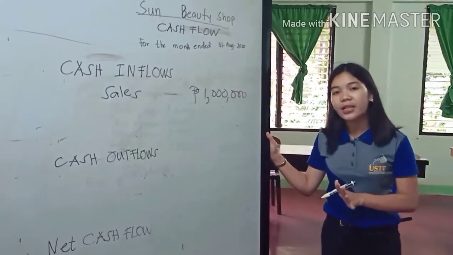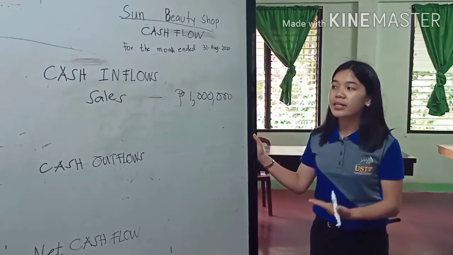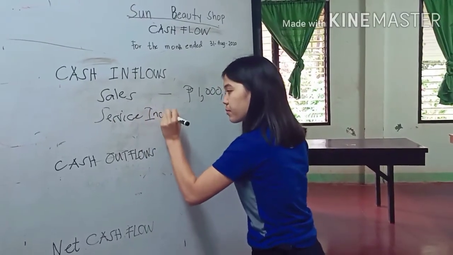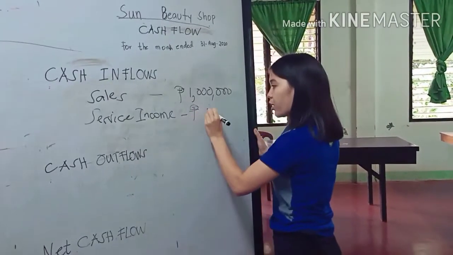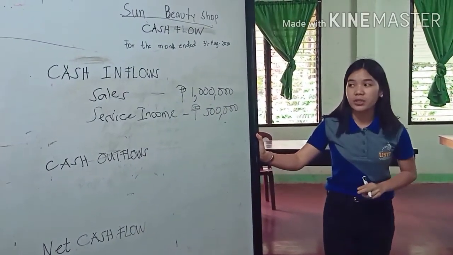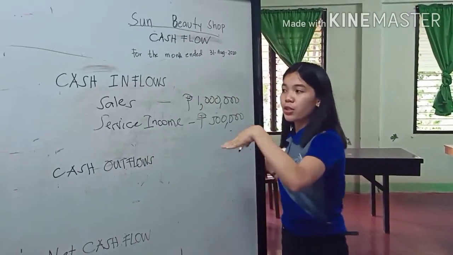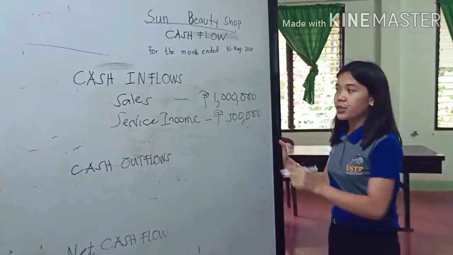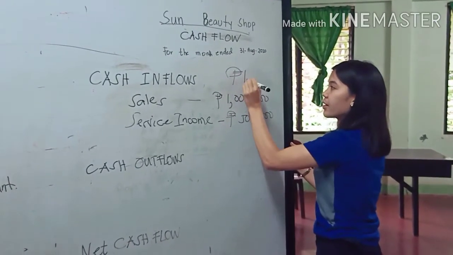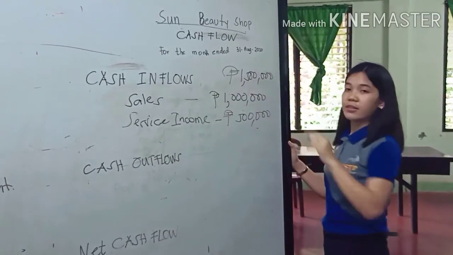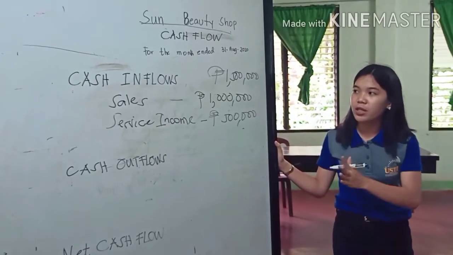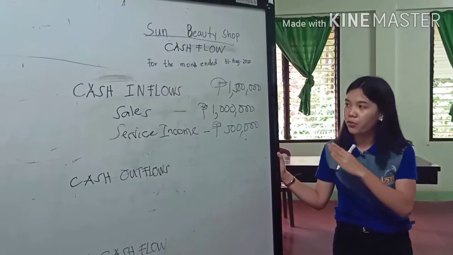And of course, don't forget if you render services in your business, don't forget to write service income as your inflows. For example, you render your services 500,000. So that would be your inflows. This would be all you earn for the month of August. So 1 million plus 500,000. Don't forget to write your total here, 1,500,000. Okay, that would be your inflows. That is so simple if you are going to have the movement of all your cash.